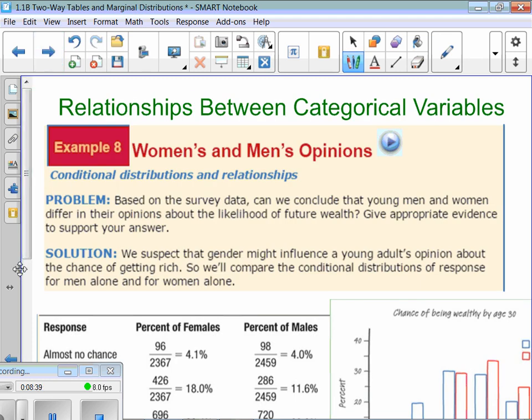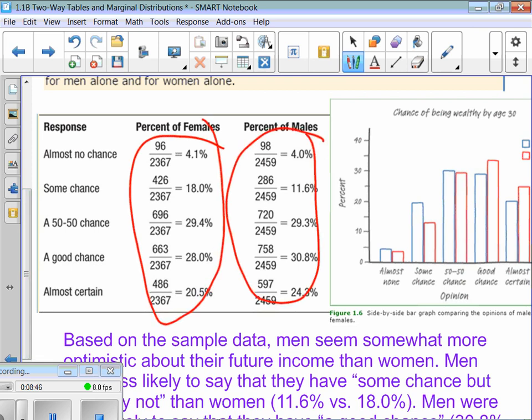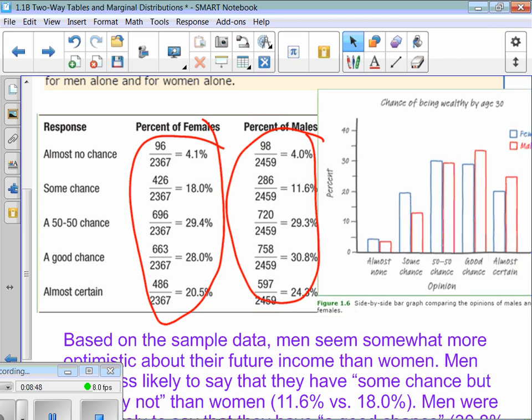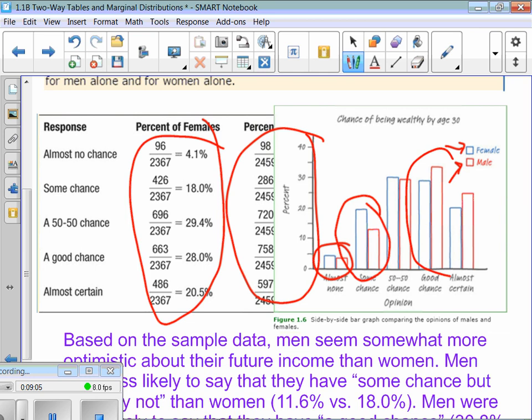Putting it all together. Okay, they basically did it already for us, but we already talked about how to find the percents of females versus the percents of males, and we can make what's called a side-by-side bar graph. All right, so in this lovely graph, we've got our females in blue and our males in red. We have more females than males who don't believe in themselves, and when we get to these rich people who really believe they're going to be rich, there's more males than females. So that actually provides something interesting, right?